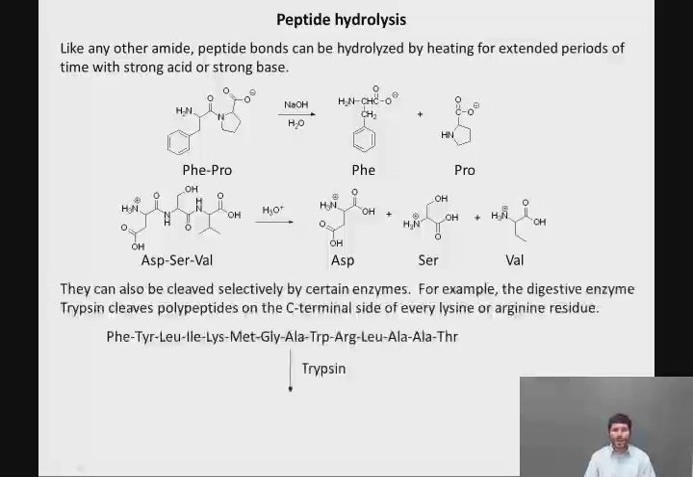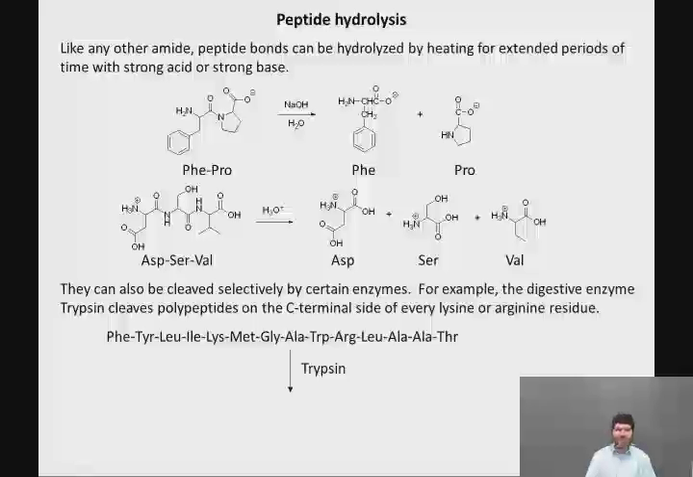Peptides can also be cleaved enzymatically, and the advantage of enzymatic cleavage is that the cleavage is selective. Okay, so for example, the digestive enzyme trypsin, rather than cleaving this peptide between every amino acid, only cleaves polypeptides on the C-terminal side of every lysine or arginine residue.